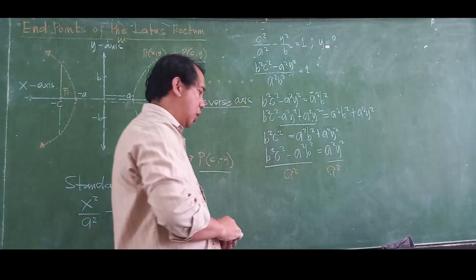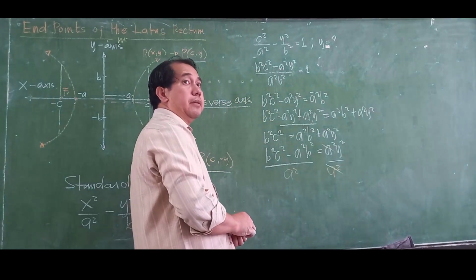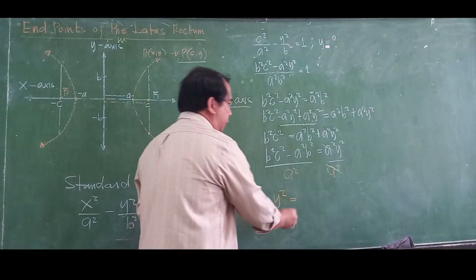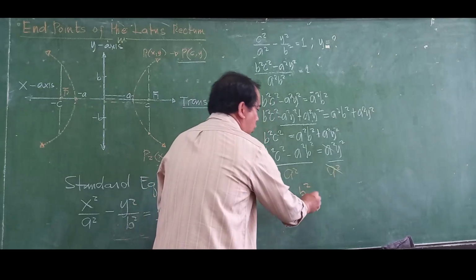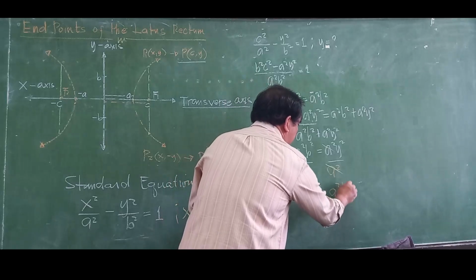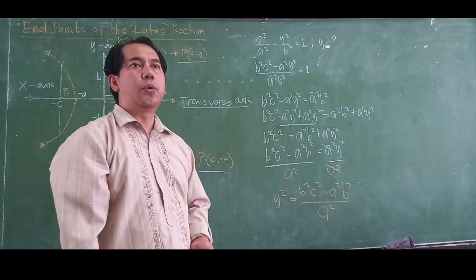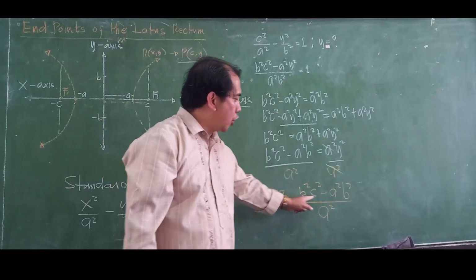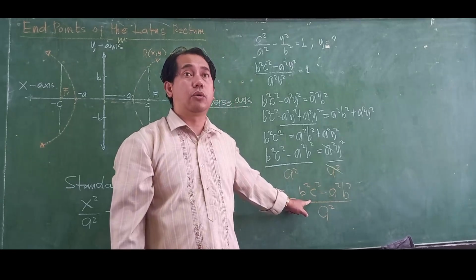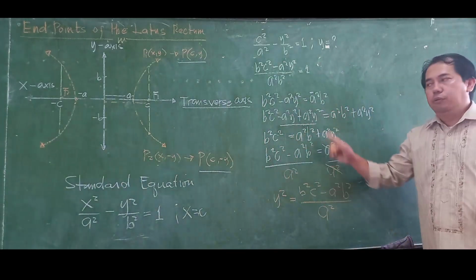A squared. Okay? Notice that when we divide, the y squared is already isolated. So we can have now y squared equated to b squared c squared minus a squared b squared over a squared. Now, notice that in the numerator, there is a common factor. What is the common factor? b squared. So you try to factor it out.